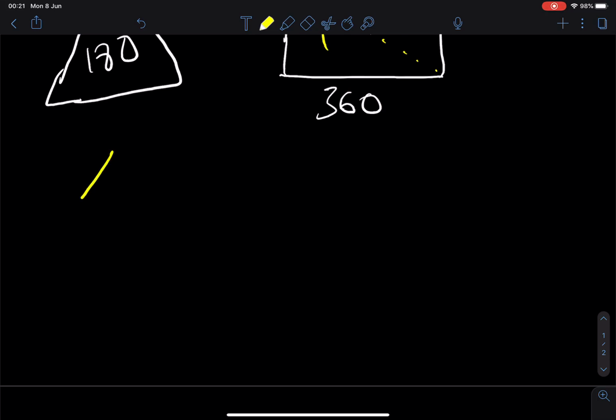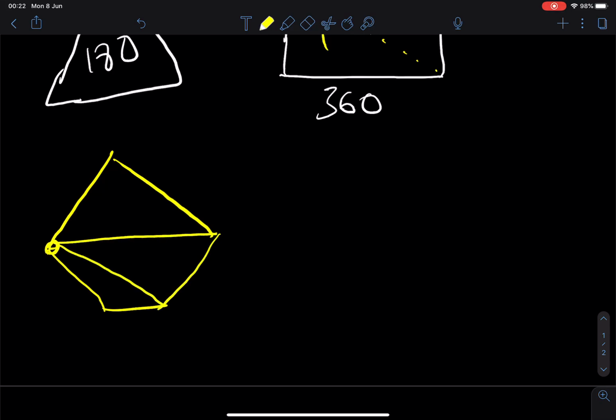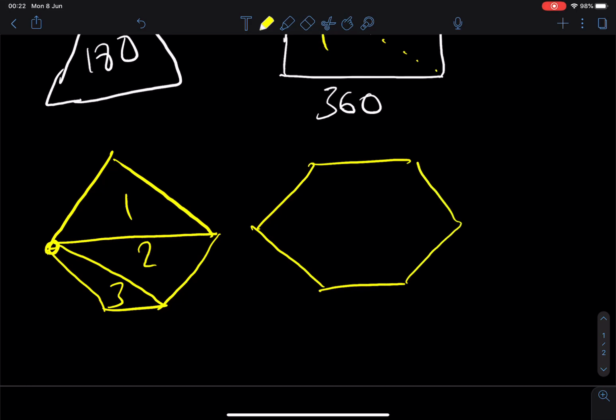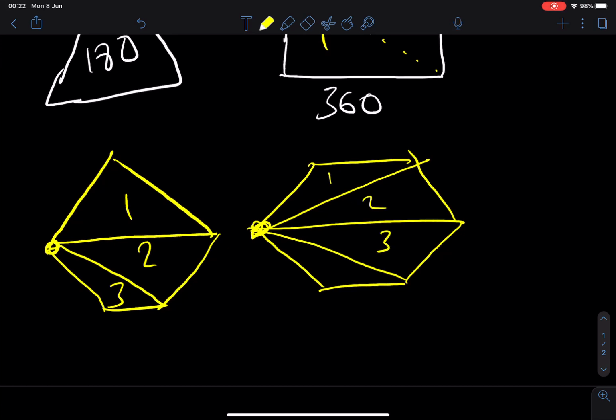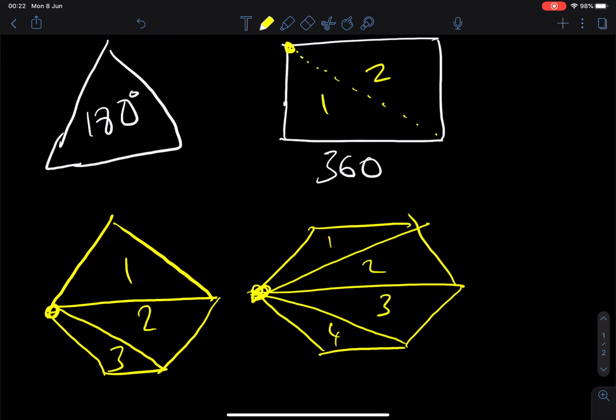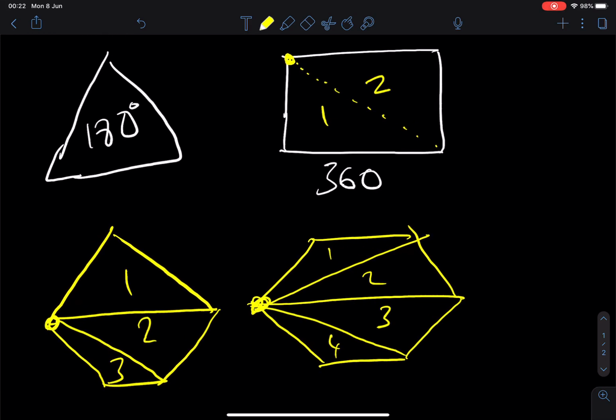If I've got a pentagon, a five-sided shape, if I focus on this corner, I've got 1, 2, 3 triangles. If I draw a hexagon, if I focus on this corner over here, I've got 1, 2, 3, 4 triangles. And so on and so on. We should be able to start to see a pattern here.